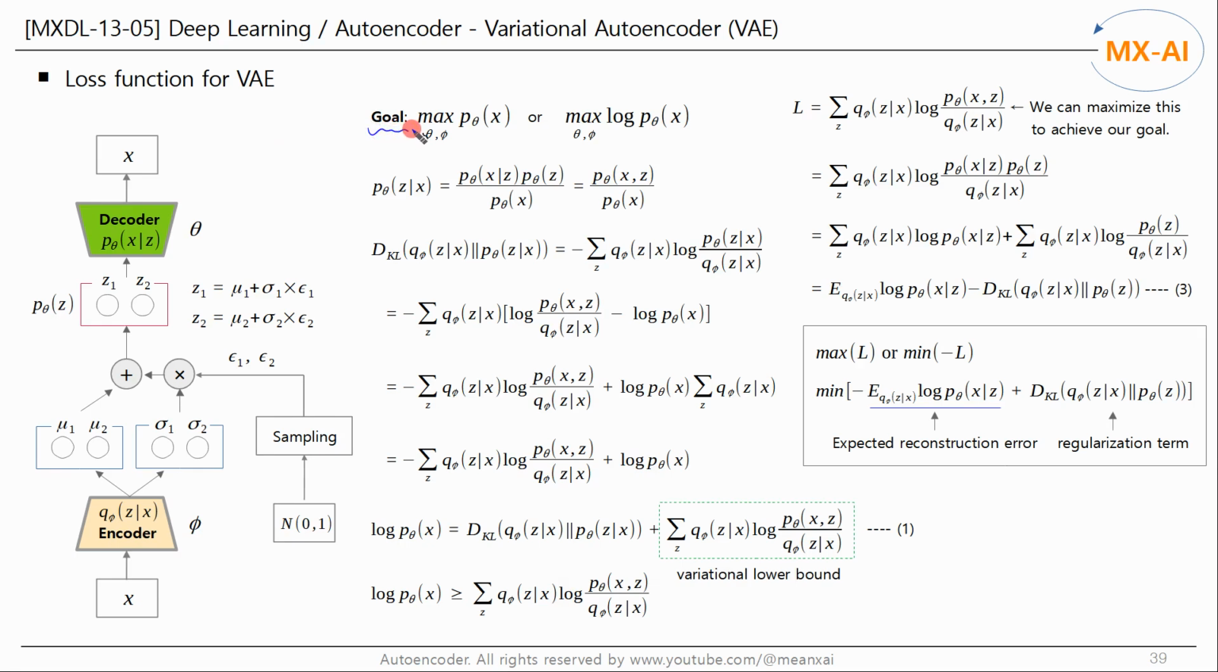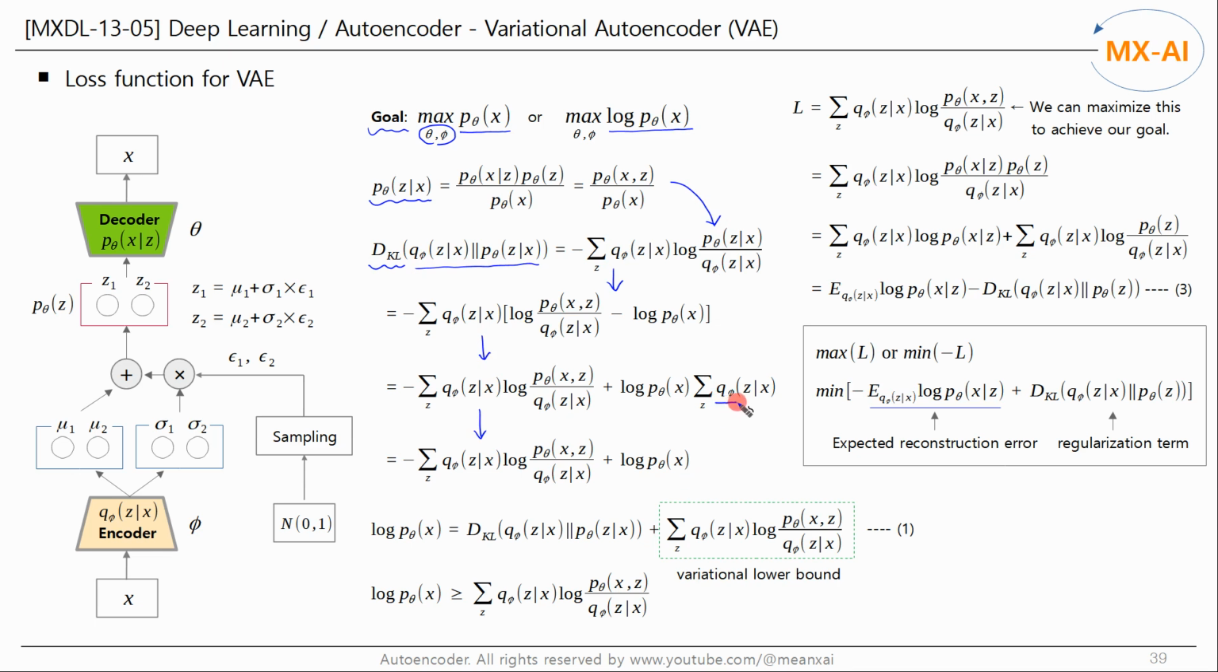Again, our goal is to estimate the true parameters theta star and phi star such that the p theta of x, or the log p theta of x, is maximized. According to Bayes' rule, the p theta of z given x can be written as follows. And the KL divergence of q from p can be expressed as follows. Substituting this into this expression and rearranging, we can rewrite this equation as follows. Rearranging this equation gives us the following expression.